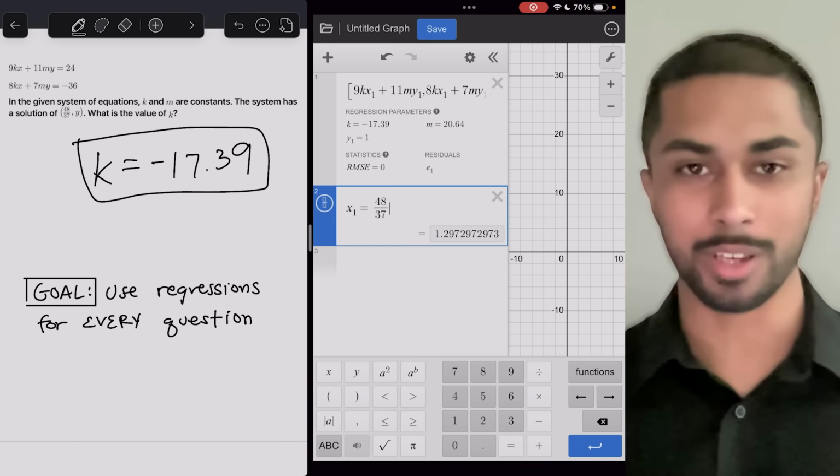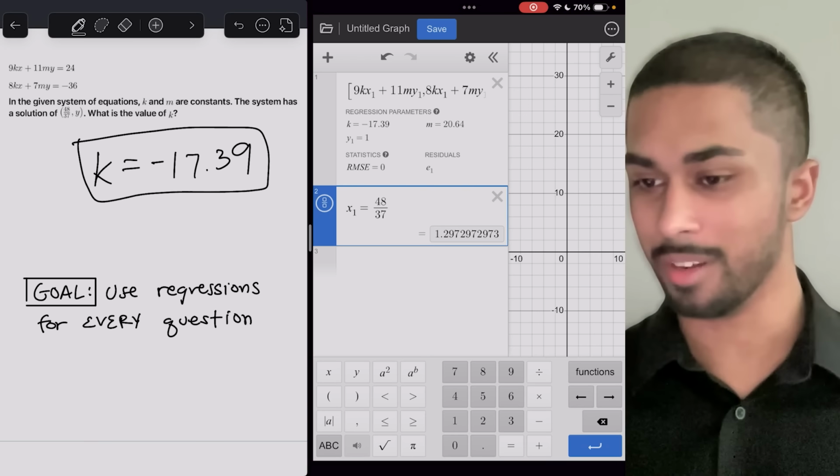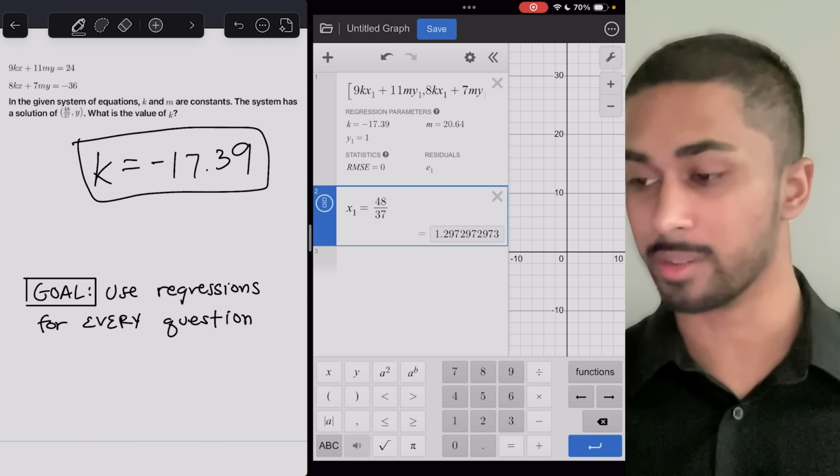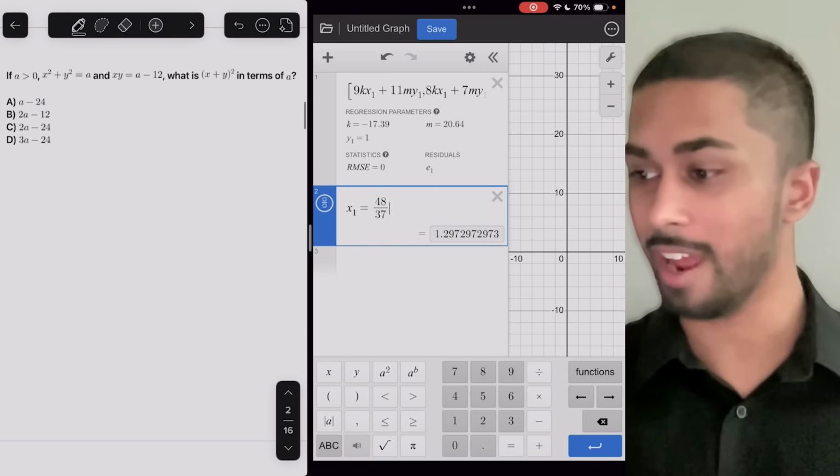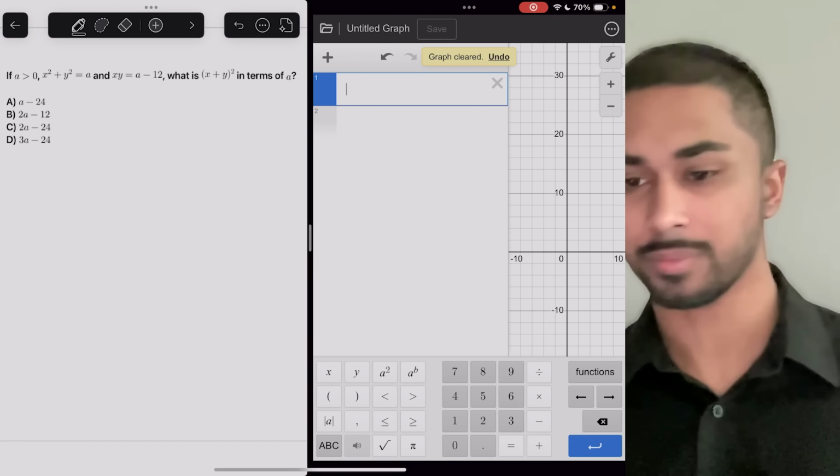Now I know that there are ways to do this by hand, but honestly, this Desmos way is pretty simple. So just do it this way. You're just using regression. The goal is to use regression on every single question.